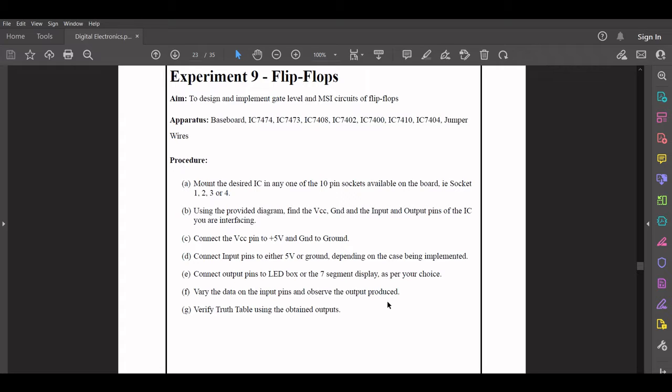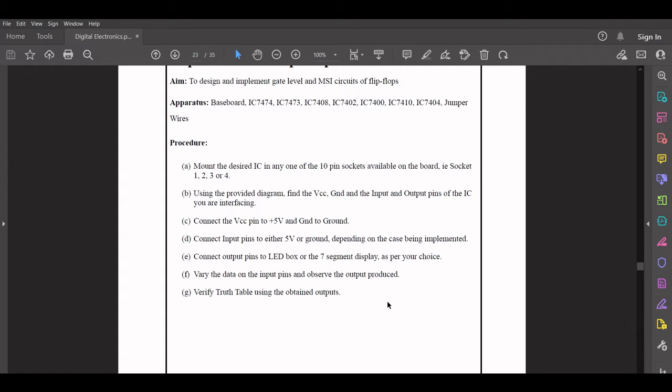input and output pins. Connect the VCC to +5 and the ground to the ground pins, and the input can be connected either to +5 or to ground depending on the test case. And you can observe the output by connecting the output pins to the LED box or the 7-segment display. Then after this procedure is done, you can verify the truth table for all the flip-flops.